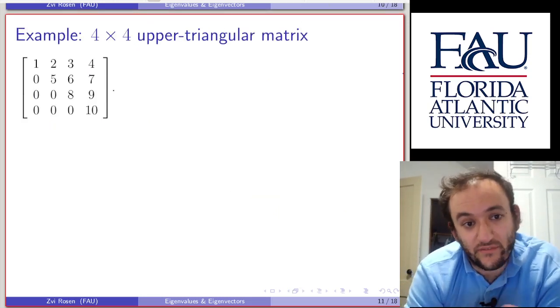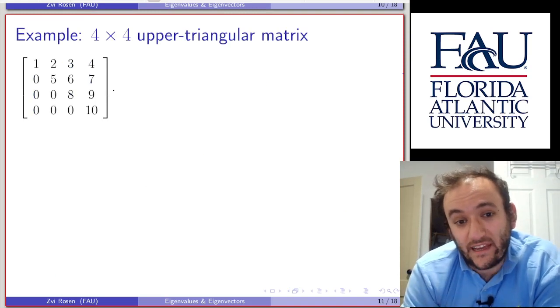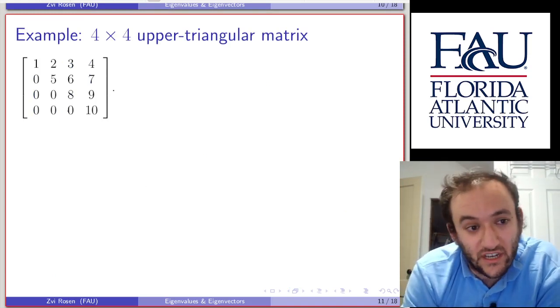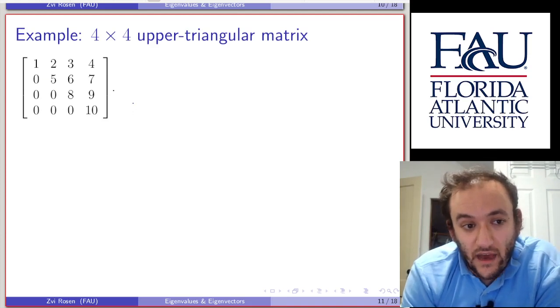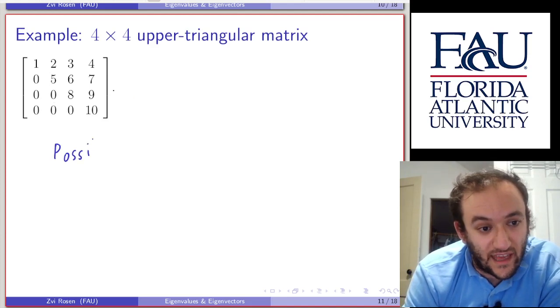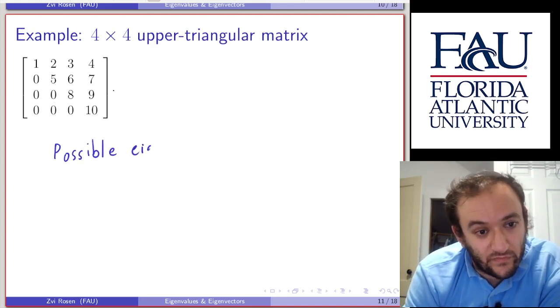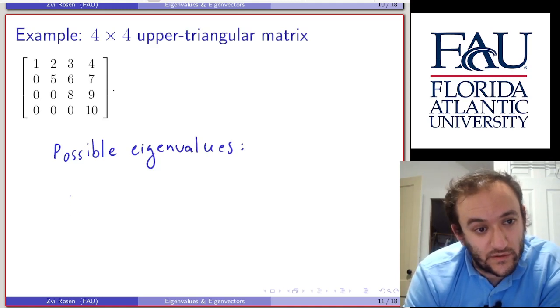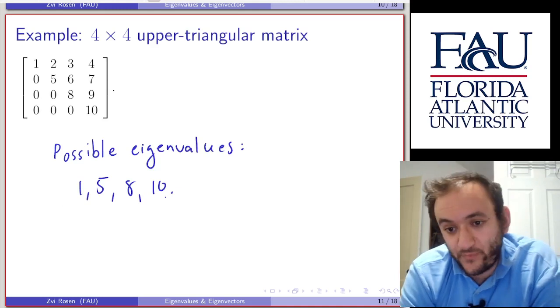So here's a 4x4 upper triangular matrix, and I could start subtracting lambda and then doing a big multiplication, but we know that the possible eigenvalues here are just the diagonal elements. So these are 1, 5, 8, and 10. Okay, pretty simple.